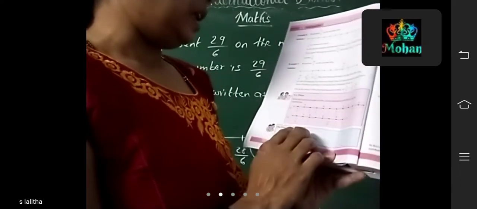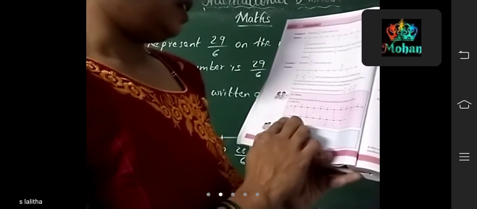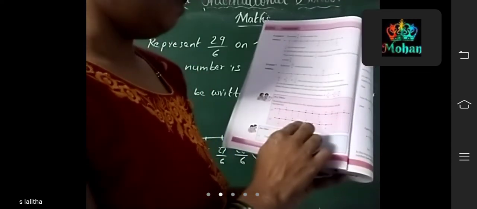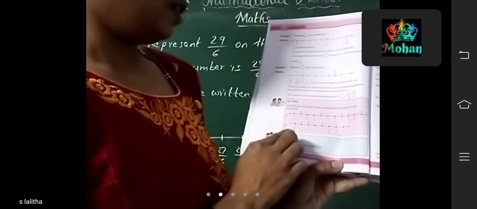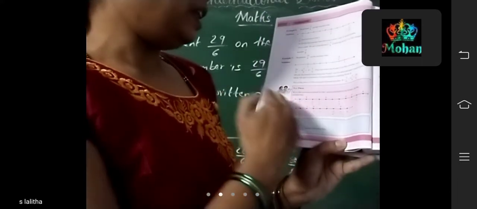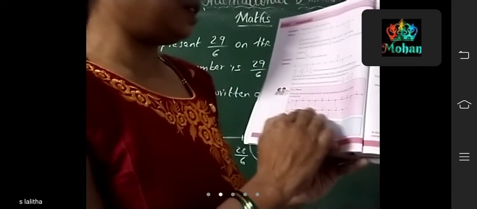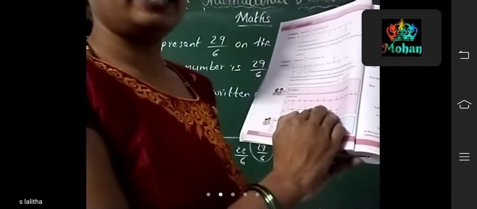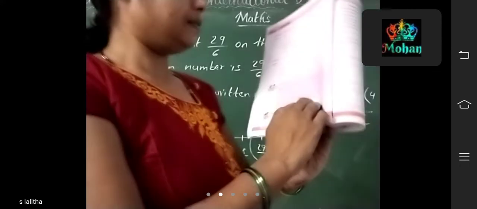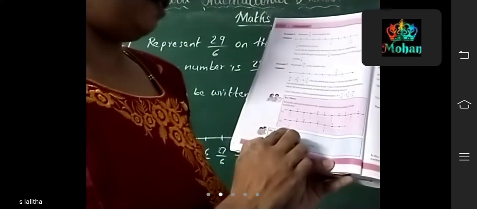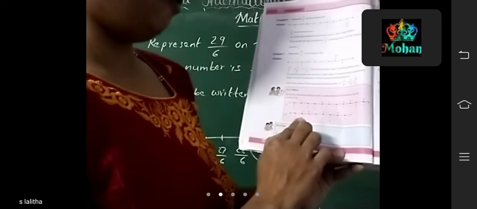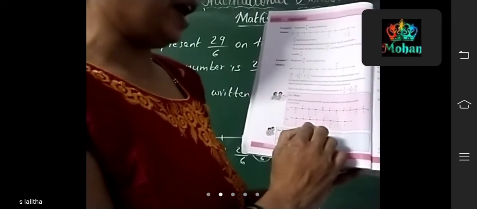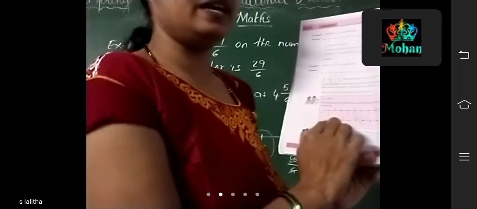Okay. Next, the second one. In the second one also, points are given. You should mention them. Minus 7 by 4. So these will be negative numbers. Negative numbers move to the left side, and the value increases in magnitude. So minus 7 by 4. What will come next? Minus 6 by 4. Next, minus 5 by 4. Like that you should write the numbers.